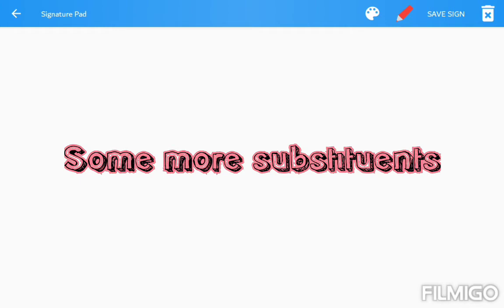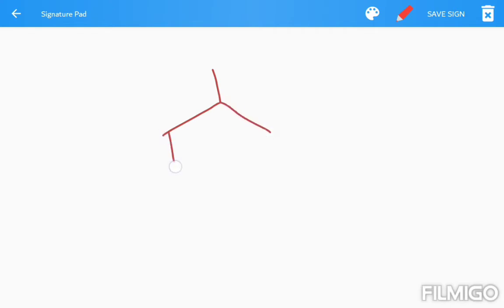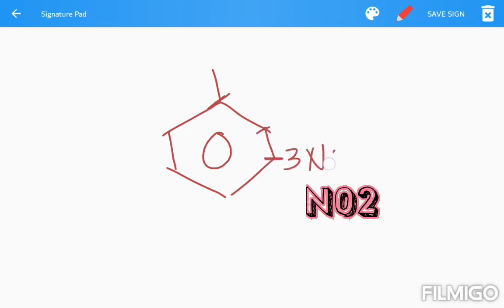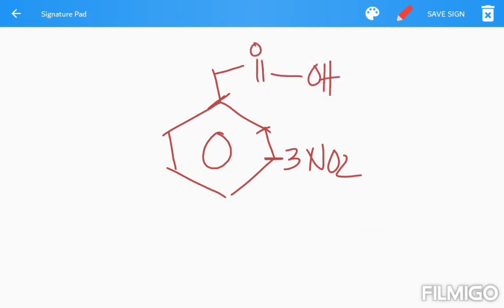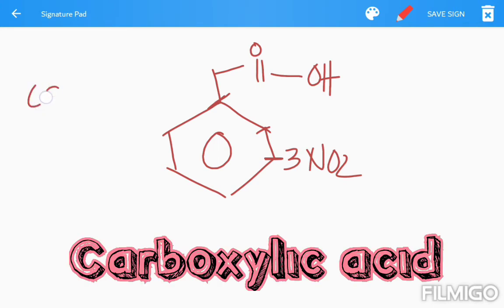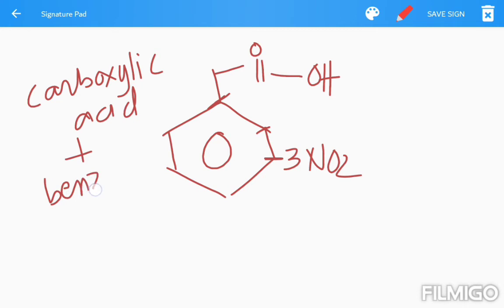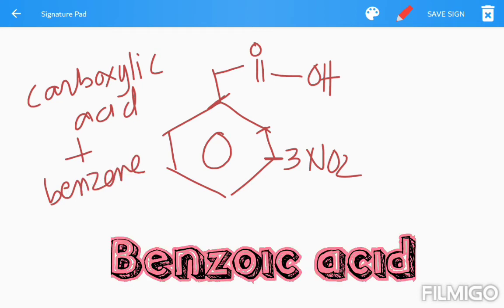Okay? For example, I have more substituent like this: a carboxylic acid with a nitrogen. I have a nitro group, and I have here a double bond oxygen with an alcohol. So this will give me a carboxylic acid plus the benzene will give me benzoic acid.